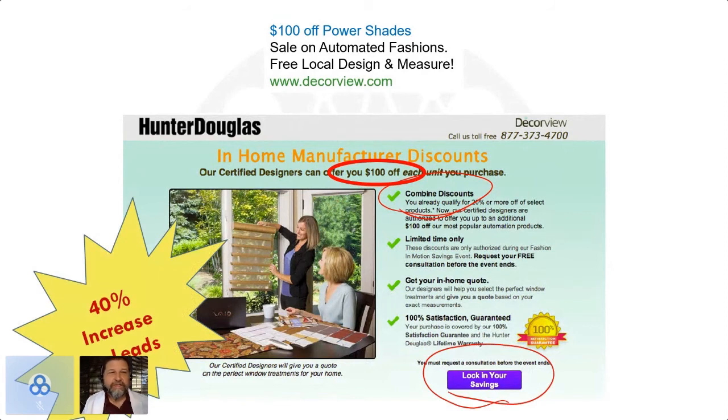So this is how you can use information from your existing AdWords account to make good decisions about how you're talking about your audience.